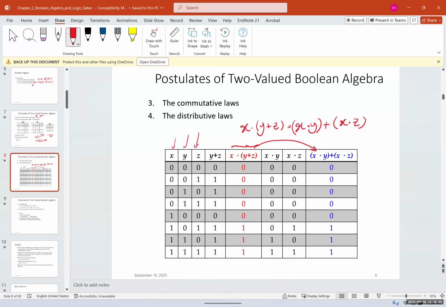Now, y plus z is 0. If we have x, y, and z as 0, 0, 0, x and with y is 0, x and with z is 0. Therefore, x and with y is going to be 0 plus x and with z, which is again 0. So 0 or with 0 gives us 0. And we have that to the end. So for example, let's say x is 1, y is 0, and z is 1. And we want to find x and with y plus z. X and with y gives us 0. X and with z gives us 1. And 0 or with 1 gives us 1.